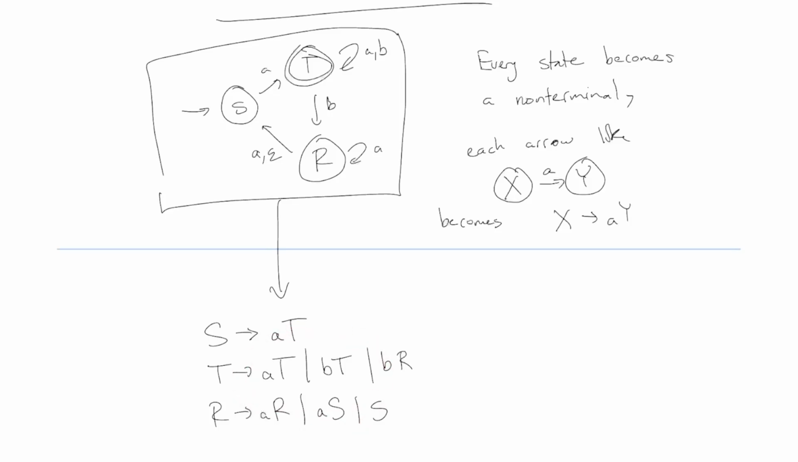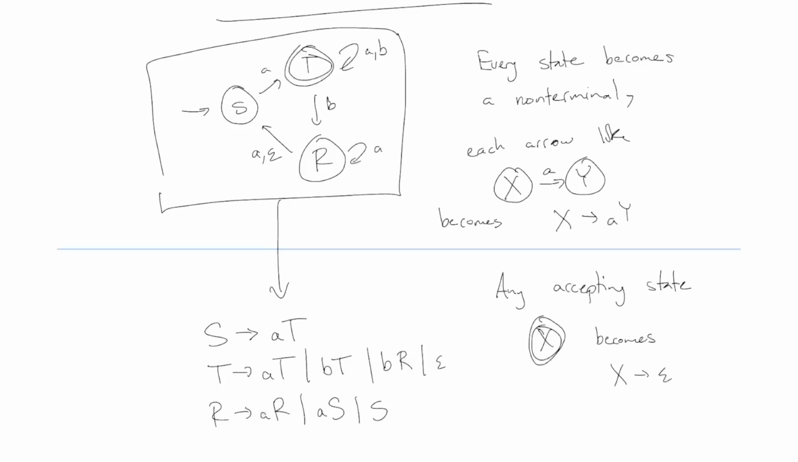Any accepting state, if it's called X and X is accepting, this becomes a production like X goes to epsilon. That's to indicate the derivation is over when we're in this state. So in our example here, T is an accepting state, which means I'm going to put T goes to epsilon. But S and R are not accepting states, so they don't get epsilons.